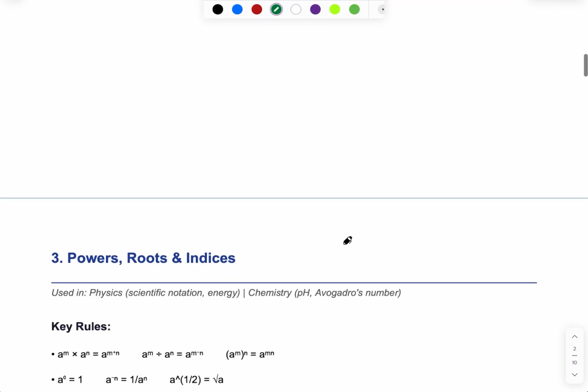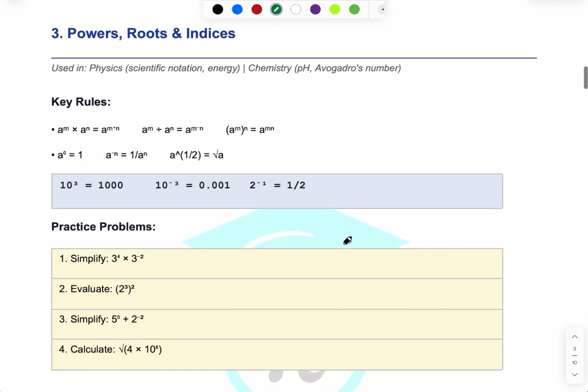Now, let's go to the next topic. We have powers, roots, and indices. Very, very important. You need to know all these basic rules of indices.